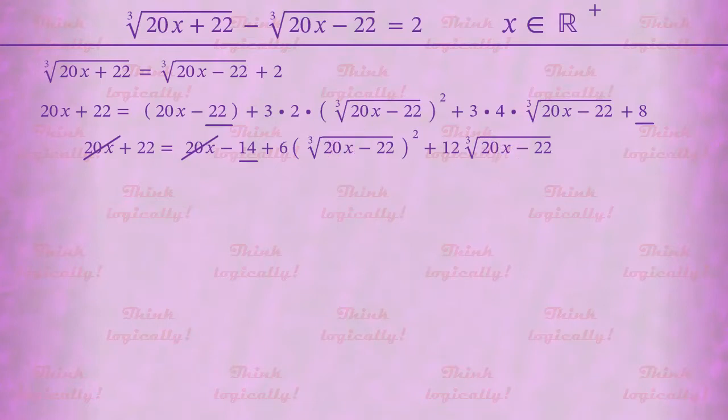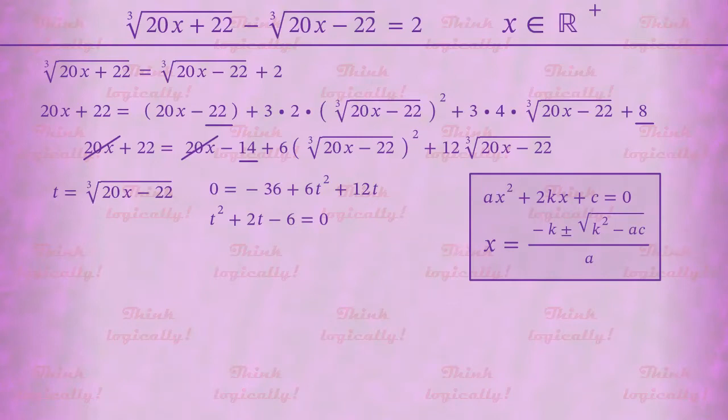This suggests a substitution: t equals the cube root of 20x minus 22. So we apply the substitution and move 22 to the right-hand side, where negative 22 and negative 14 add up to negative 36. We've got a quadratic equation for t, where all the factors are divisible by 6. So let's reduce it by 6 and write it in a proper way. Since t has an even factor, we can use the simplified formula for the roots of the quadratic equation and find that t equals negative 1 plus minus square root of 7.